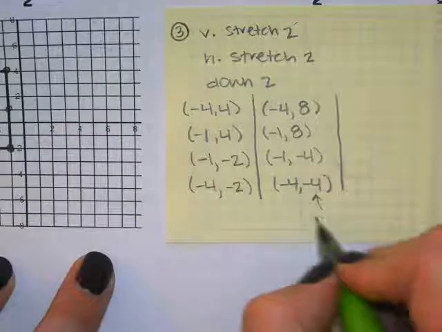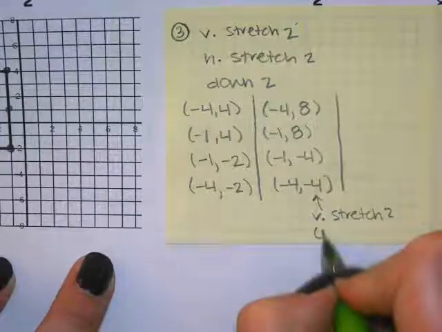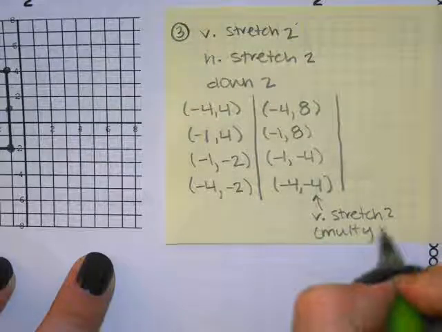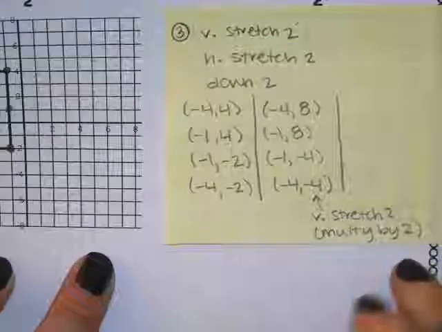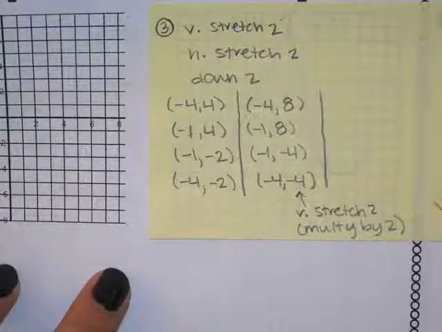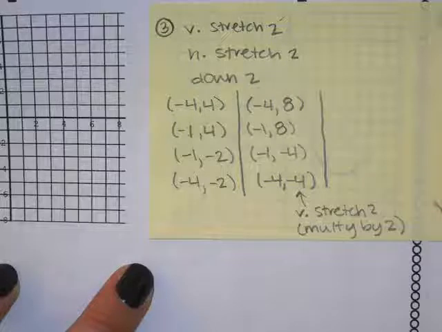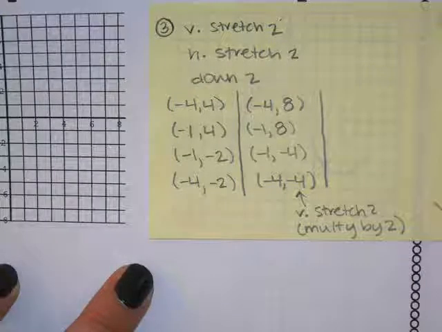So I did a vertical stretch of 2, and so I multiplied y by 2. So next we have a horizontal stretch. What do I do now? Times 2 with the x, all right?